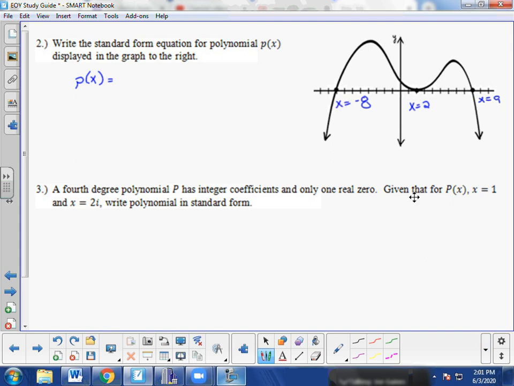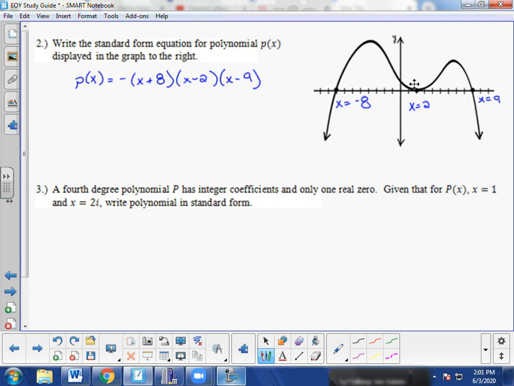So p of x has to have a factor of x plus 8, which would give us the zero x equals negative 8. It has to have a factor of x minus 2, and it has to have a factor of x minus 9 to give us those zeros. Again, we said it needs to have a negative leading coefficient, so let's put a negative sign out in front.